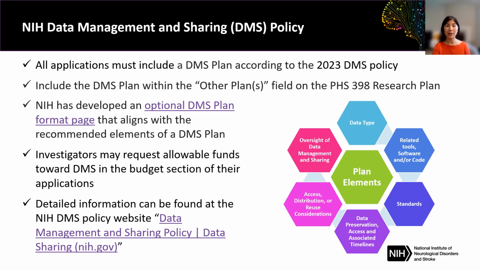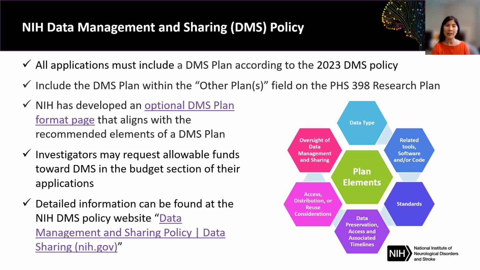The NIH data management and sharing policy has been in effect since early 2023. All applications must include a data management and sharing plan within the Other Plans field on the PHS 398 research plan. To make things easier, the NIH has developed an optional data management sharing plan format page that aligns with the recommended elements of a data management sharing plan, which are shown on the graphic on the right. Detailed information can be found at the NIH Data Management Sharing Policy website.